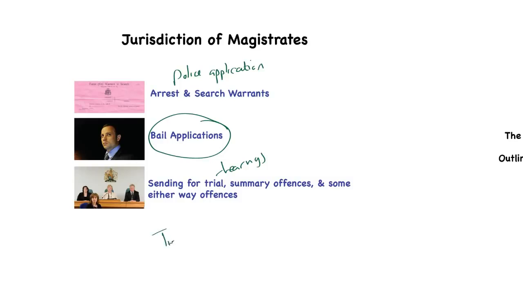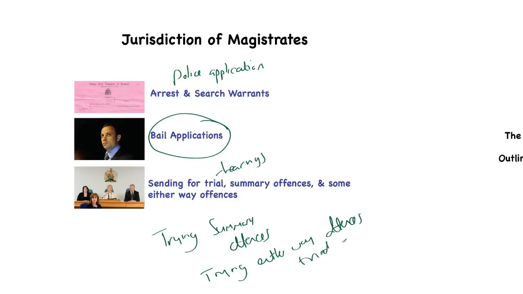They are responsible for obviously trying summary offences, and they are also responsible for trying either way offences tried summarily. Okay, so the magistrates are responsible for arrest and search warrants, bail applications, sending for trial hearings, and in those sending for trial hearings they might hear bail, they might hear the funding of the defendant, the use of statements and exhibits, and they are also responsible for trying summary offences and for trying either way offences that are tried summarily.